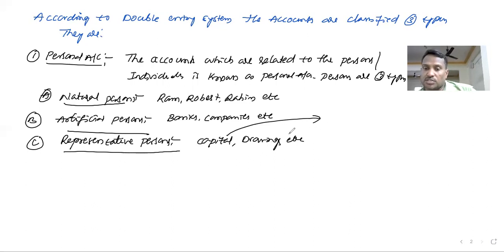Drawings means personal uses of the owner. In any situation, if the owner utilizes or takes cash or goods, anything from the business for his personal use, it is called drawings. So we should write the term drawings in accountancy books when the owner uses some cash or goods for personal use. Capital and drawings are also representative persons, representing the owner. That's why they are considered under representative persons.